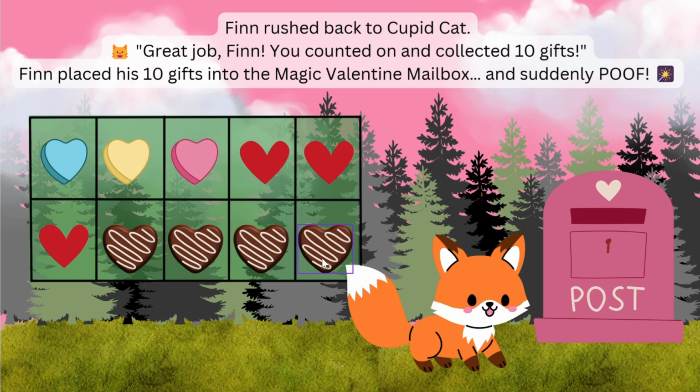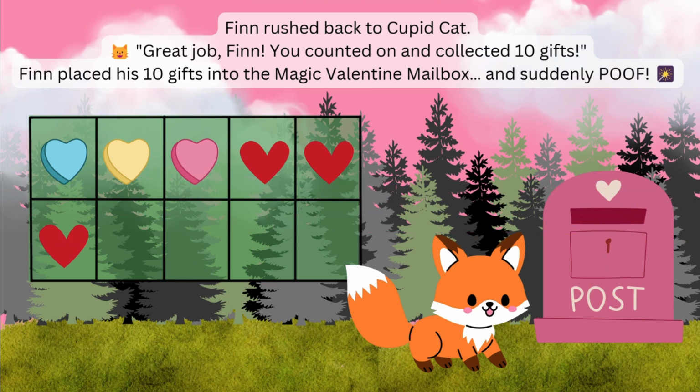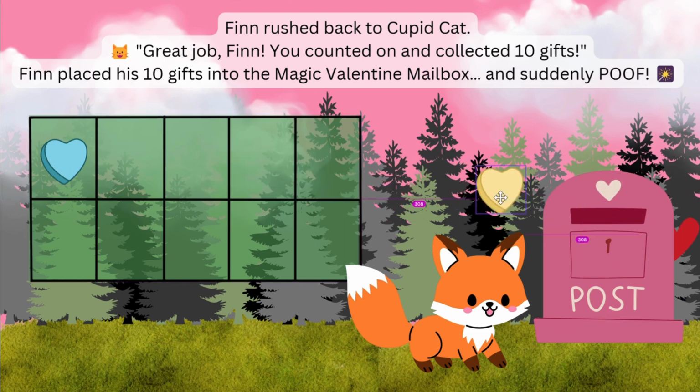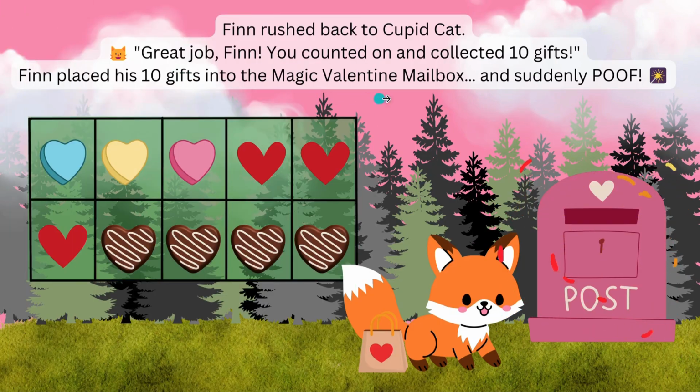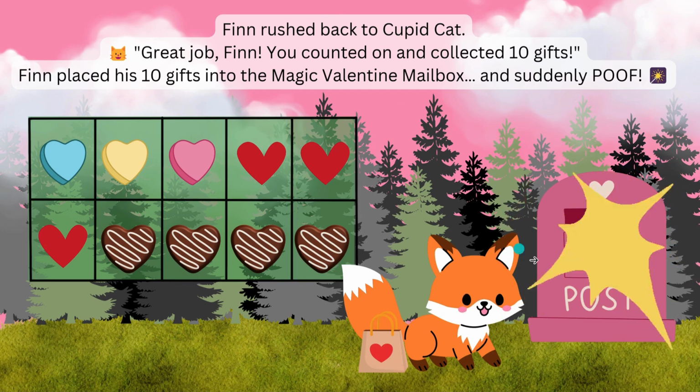Let's see. Let's count. 1, 2, 3, 4, 5, 6, 7, 8, 9, 10 into the magic Valentine's box. And suddenly, poof! Can you say that? Poof!